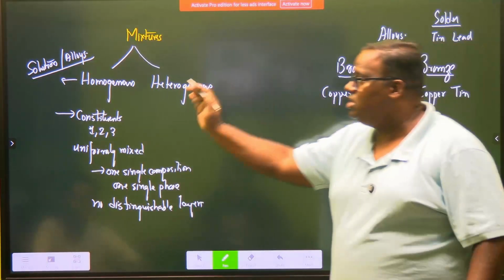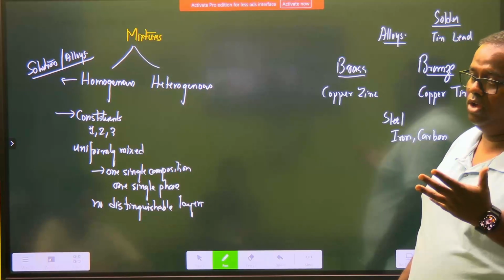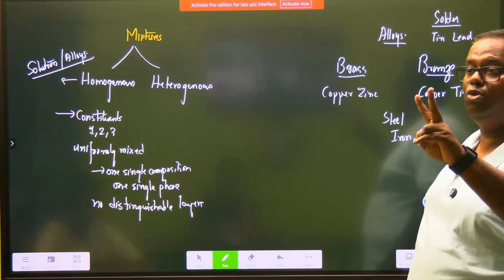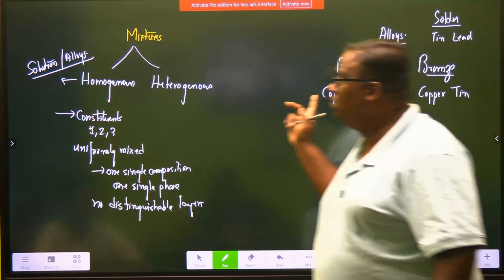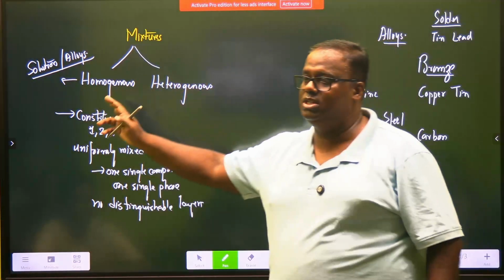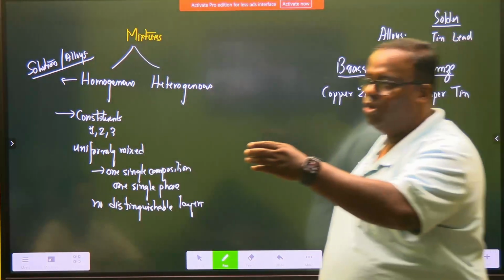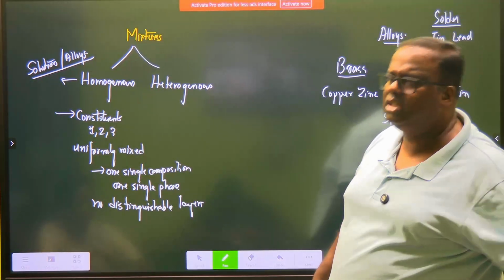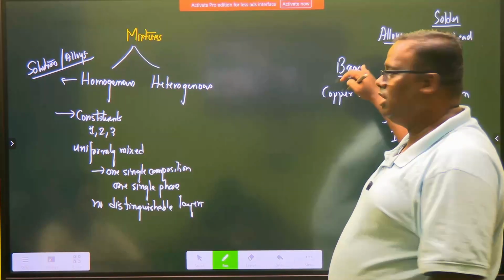So mixtures can be homogeneous. An example of a homogeneous mixture is solution and alloy. We first discussed alloys. What is an alloy? An alloy is a mixture of two or more metals in solid form. The distinguishable feature of alloys from solution is that while solutions can be physically separated, he has taken water and he has put sugar into it, and now he wants to separate. Heat up, the water will evaporate, the sugar will remain below. But you can't do that here.